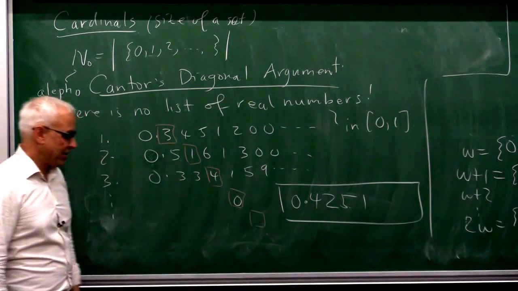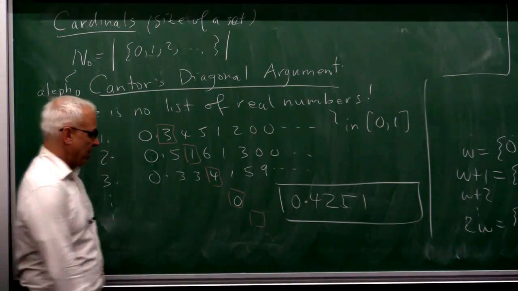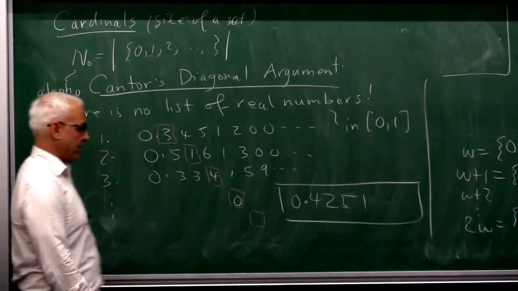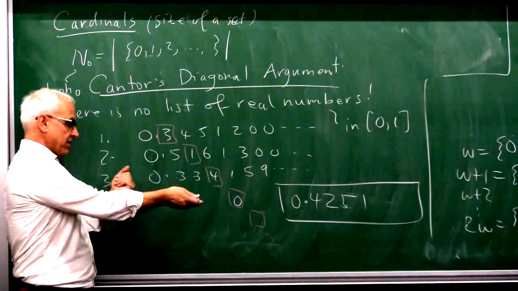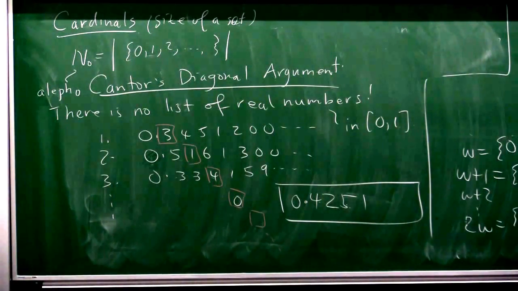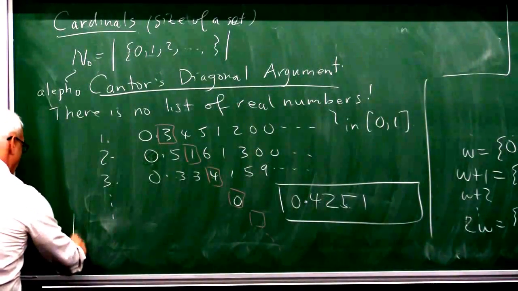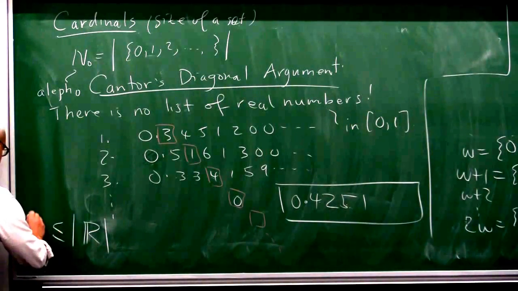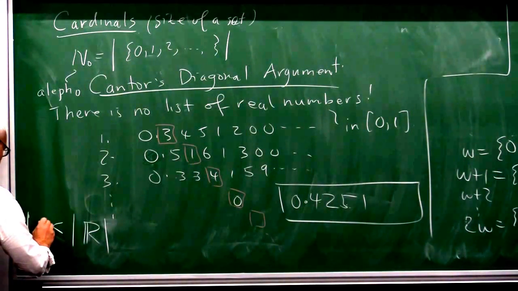This cannot be on the list, because it's certainly not the third one on the list, because the third one here differs from the third one here, so it can't be the third one on the list. Similarly, it can't be the 3,000th one on the list, and it can't be anywhere on the list at all. That was a very ingenious and lovely argument, but that shows that the size of the real numbers is bigger than the size of the natural numbers, strictly bigger.